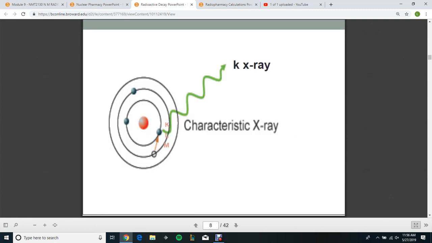The characteristic X-ray. In this instance, we see where an electron from the L shell goes in, hits the K, and then the K X-ray comes out. And that is what a characteristic X-ray is.